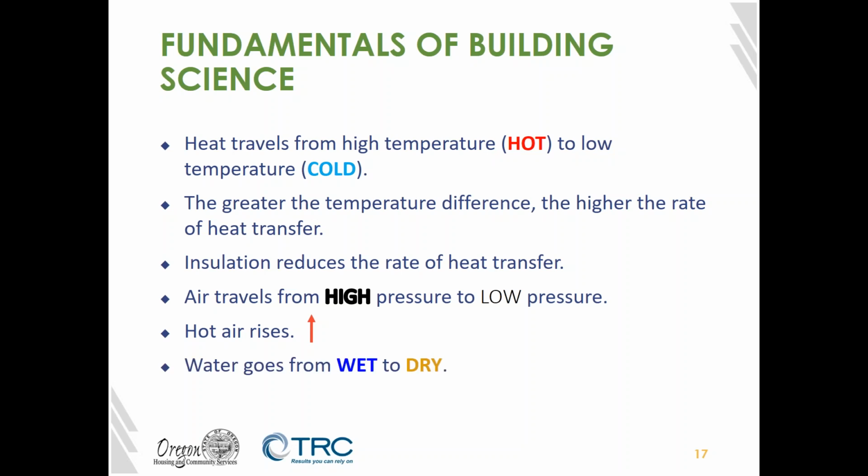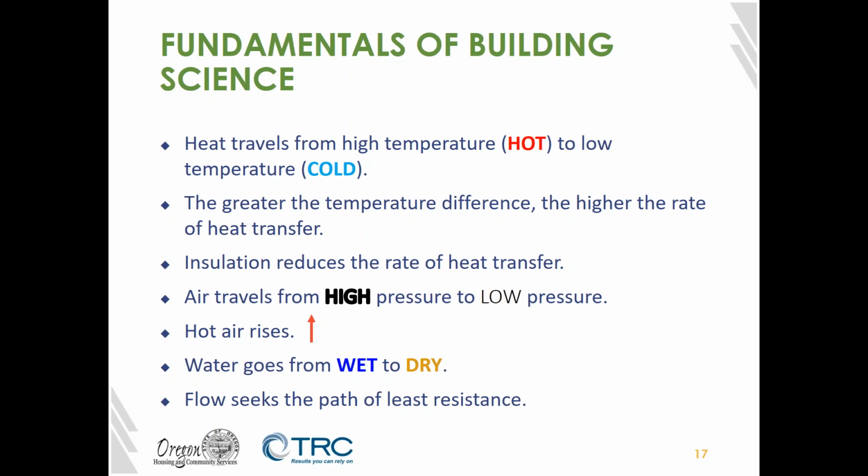Additionally, water goes from wet to dry. If you have an area with lots of moisture and it's surrounded by areas that are drier, that moisture is going to diffuse out. And the flow of that moisture or water is going to seek the path of least resistance. And this is something that we all have intuitively experienced if we've ever been inside of a building with a leak, especially a leak in a ceiling, right?